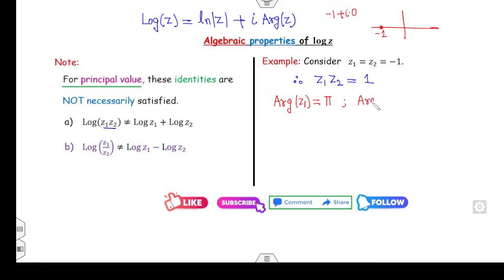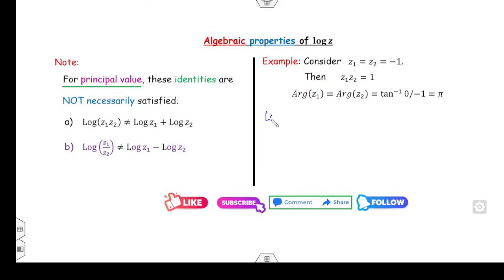Similarly, what is the argument of z2? -1 again lies in the second quadrant. Its answer is pi. And can you find the argument of z1 into z2? The value is +1, and +1 lies on the first quadrant. The argument is 0. Clear? So once you have these arguments, you can find the value of capital log z1, capital log z2, and capital log z1 z2.